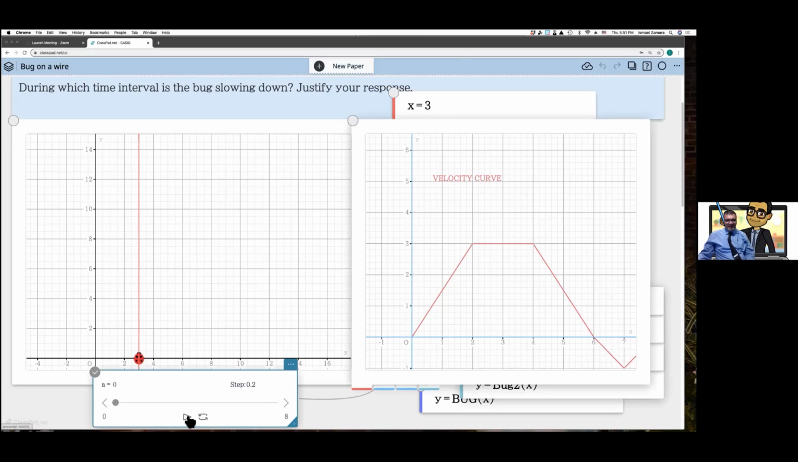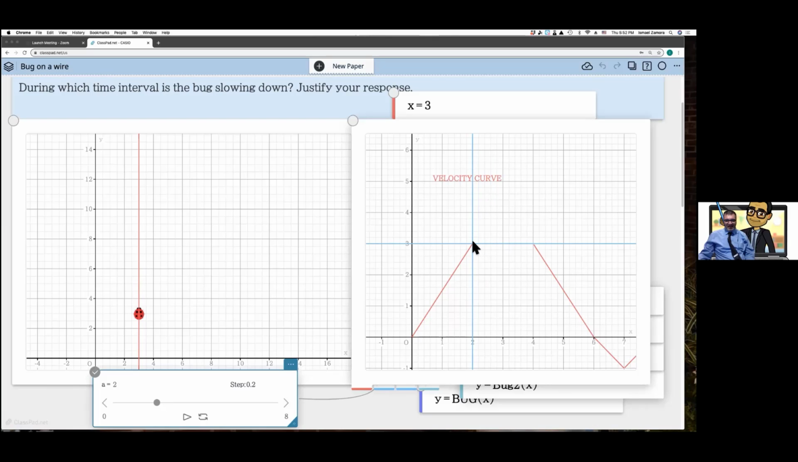I'm going to press play, and while it's doing it, it moves at a rate where I can talk about it. So the bug's moving, and it's going a little bit faster every time. So it's moving at an accelerating rate. You notice it's moving faster every time until it reaches that cusp at t equals 2. At t equals 2, something else is going to happen.